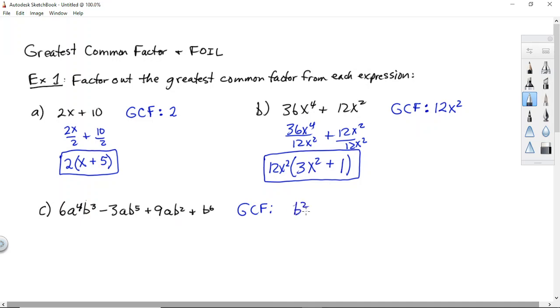And the number part of it will be whatever the greatest common factor of these coefficients is. We have 6, we have 3, 9, and this is just 1. Well, that tells us this is pretty easy because the coefficient of that last term is 1, and we can't factor anything out of that. So, again, to be a common factor, you have to be able to factor it out of everything.